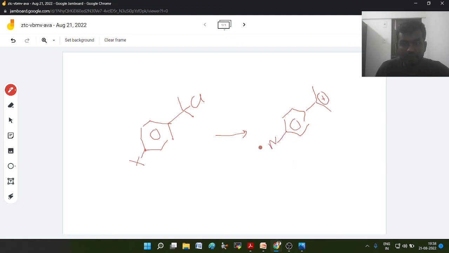If there is a NO2 group or if there is an NH2 group, which one's rate of carbocation formation will be higher? NO2 or NH2? Yeah, NO2, sir. It will be a higher rate, because NO2 will withdraw the electron. So this carbocation will be stabilized or destabilized? Carbocation destabilized. So the rate will be low, right? The C-Cl bond will break easily, no, sir?